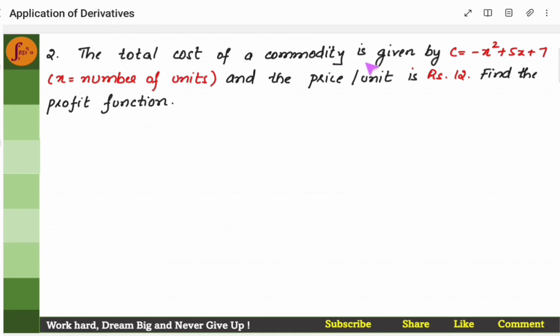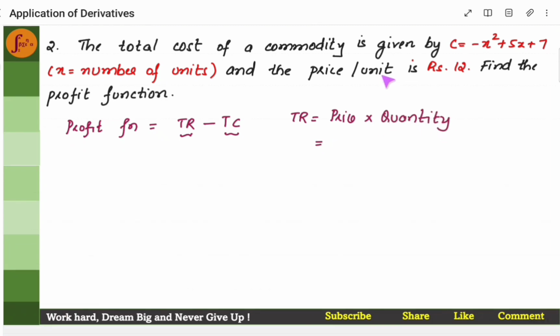The total cost of a commodity is given by this cost function. X is the number of units and the price per unit is rupees 12. Find the profit function. Now, what is the profit function formula? Profit function is total revenue minus total cost. Now, what is total revenue? What is total cost? We need to know this, right? Total revenue is price into quantity. Now, what is price? Price is per unit. Remember, price per unit into quantity, that is total number of units sold, gives you total revenue. So, 12 rupees, quantity is given as x.